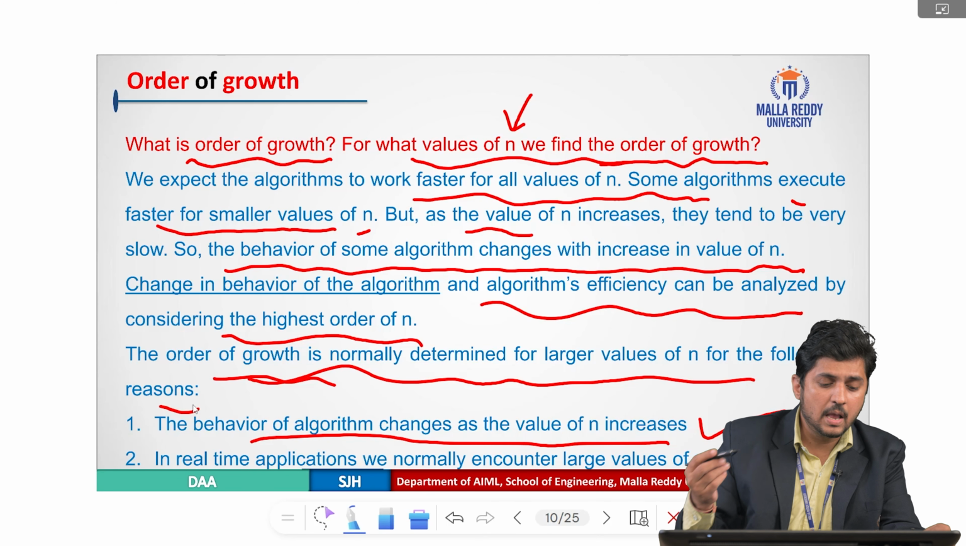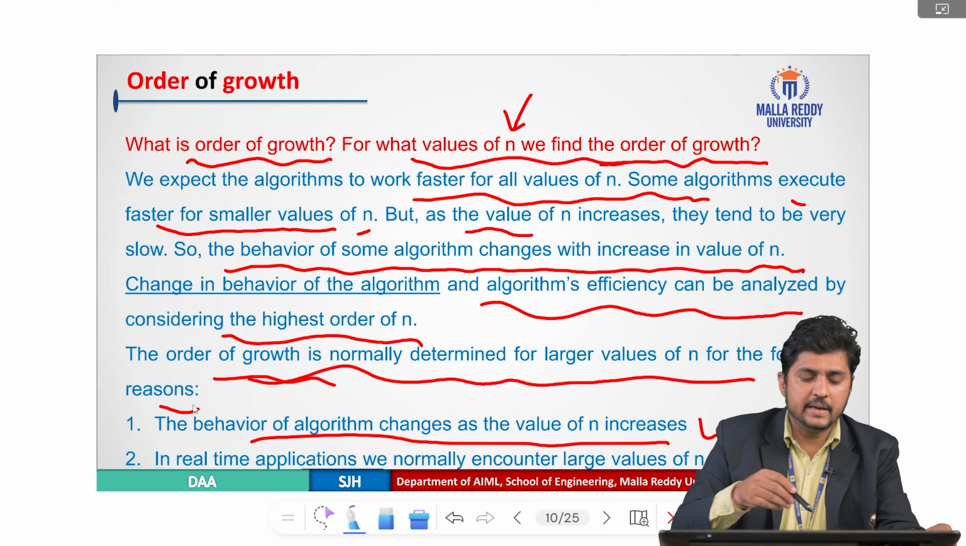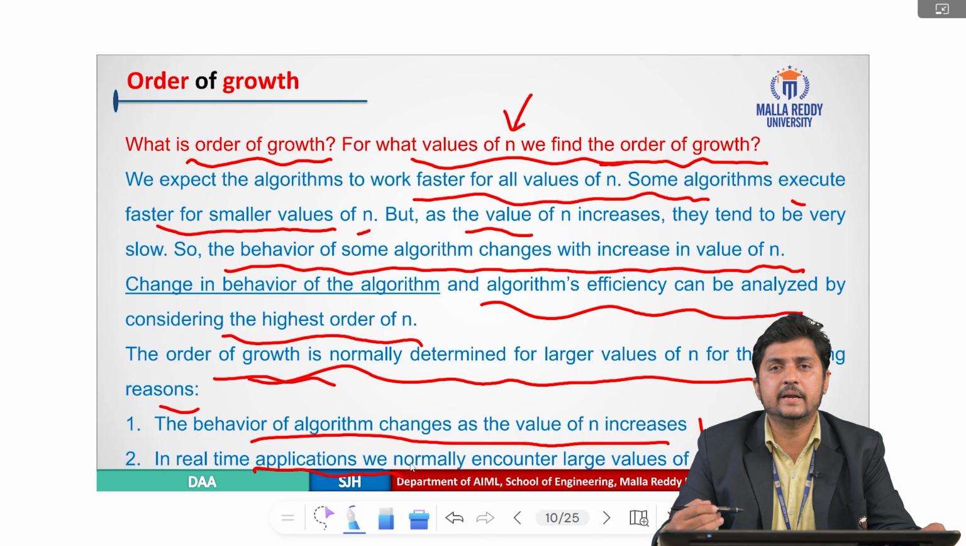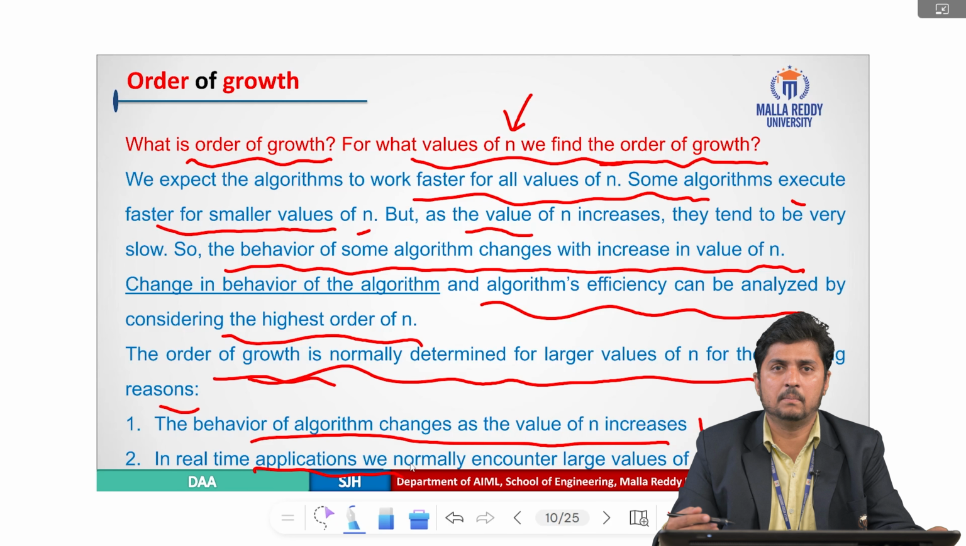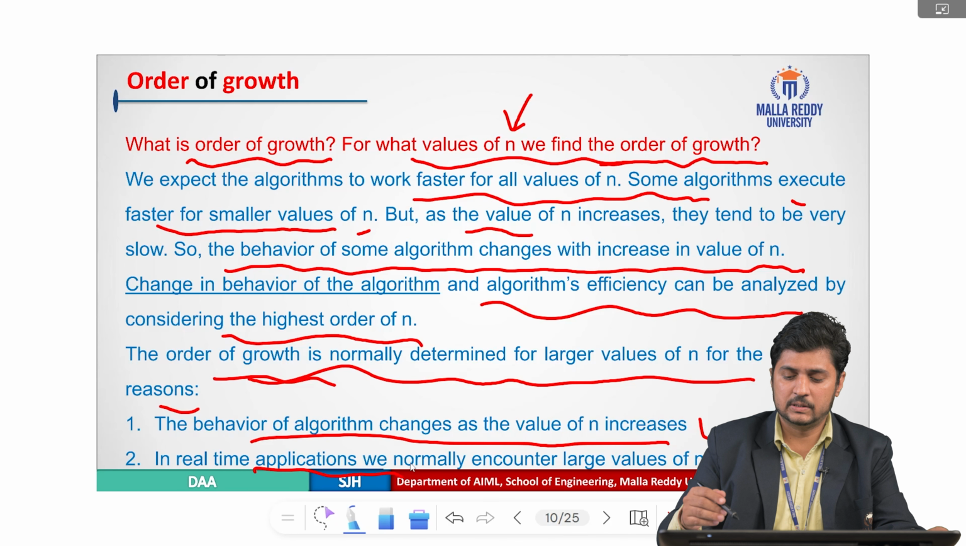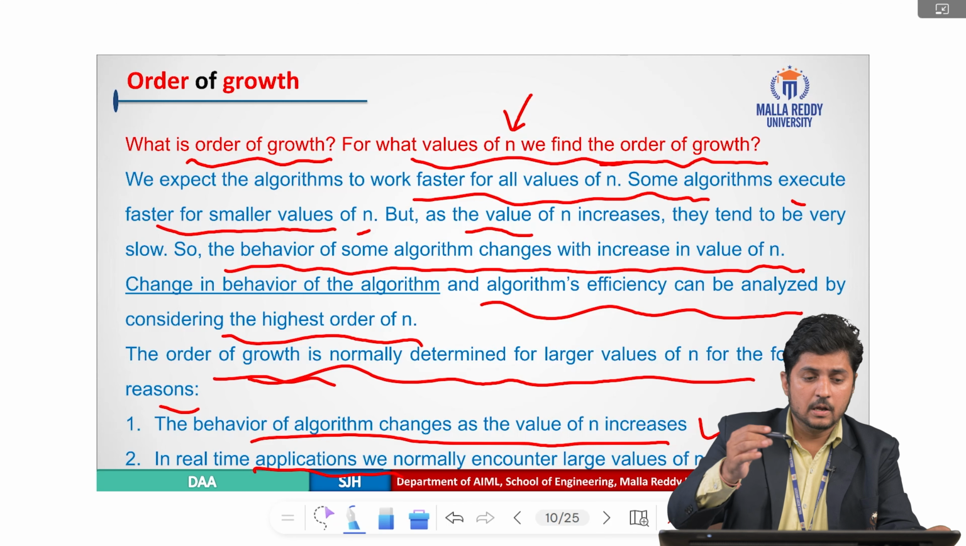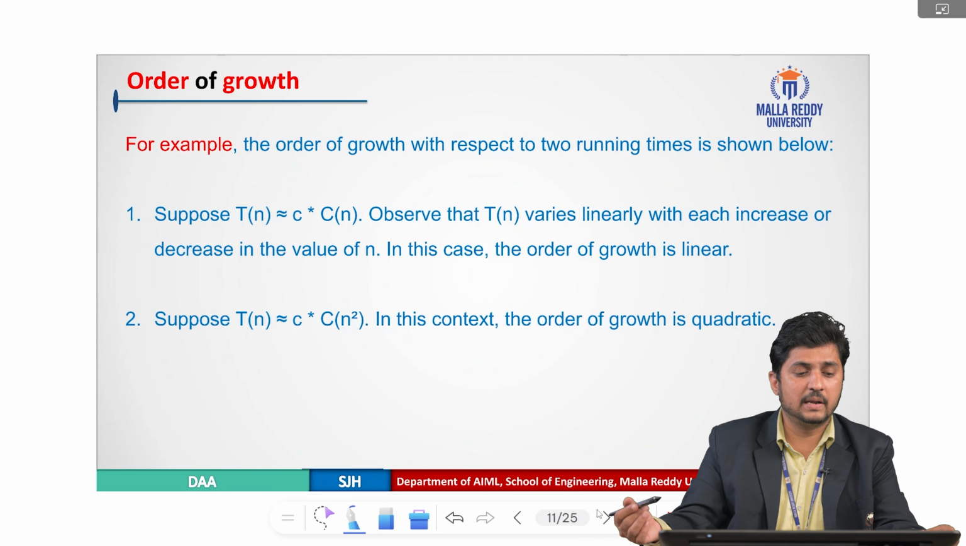The second reason: in real-time applications, we are not going to perform searching or sorting on a limited 5, 10 or 20 numbers. It may go beyond a lakh integers, 2 lakh numbers, or thousands or crores of numbers that we are going to sort. That is a real-time situation. So for that, order of growth is very, very important.